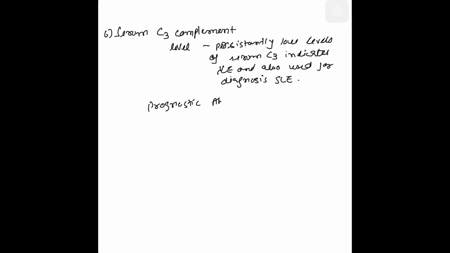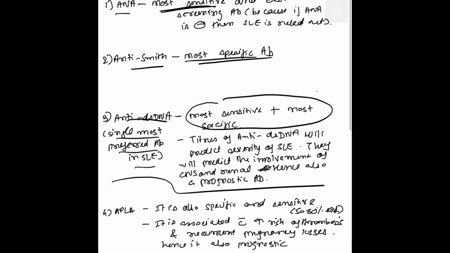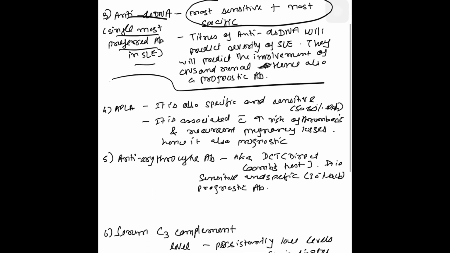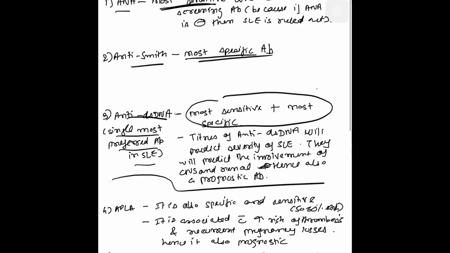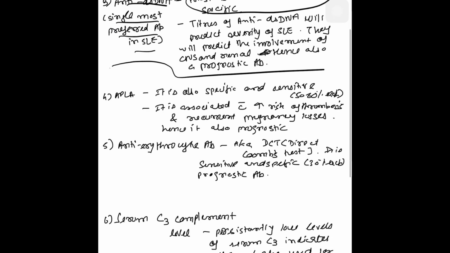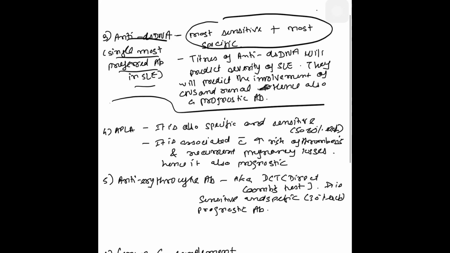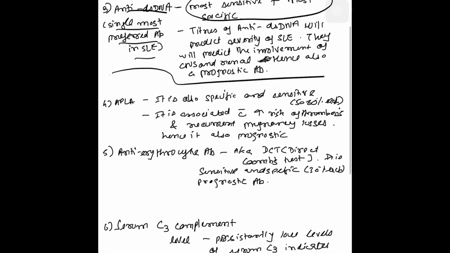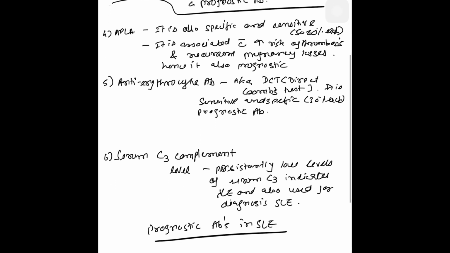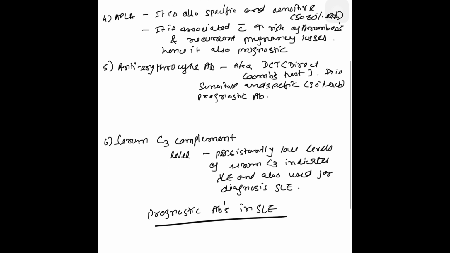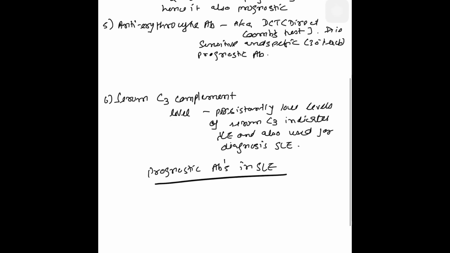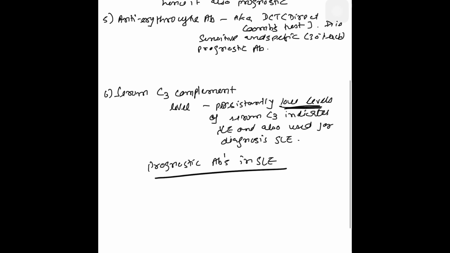These were the diagnostic antibodies. Let's revise again. ANA, anti-Smith, anti-dsDNA, APLA, anti-erythrocyte antibody, serum C3 levels. ANA is most sensitive, anti-Smith is most specific, dsDNA is most sensitive and specific both. Its titers will indicate severity, the direct involvement of CNS and renal system. Then there is APLA. It is associated with increased thrombosis and recurrent pregnancy loss. It is also used as a prognostic antibody. Then there is anti-erythrocyte antibody and serum C3 levels. Low levels of serum C3 indicate SLE.